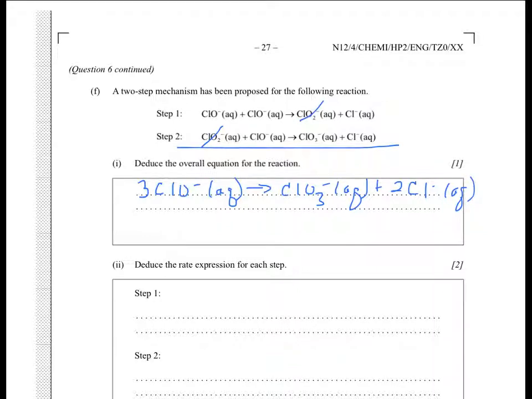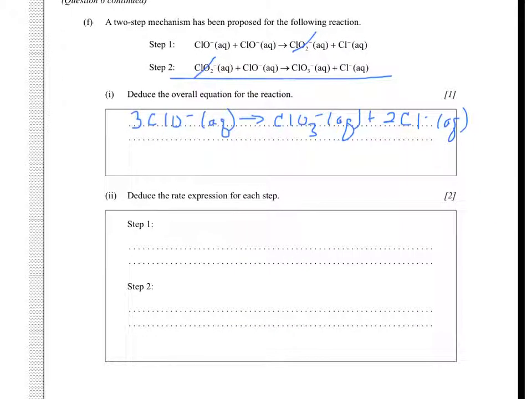Okay, deducing the rate expression for each step. It doesn't tell you a slow or fast, it really just wants it for each step. So for the first one, because it's part of a mechanism, you can write it for the reaction as shown, assuming that it is an elementary step. Okay, and then the rate for the second one.